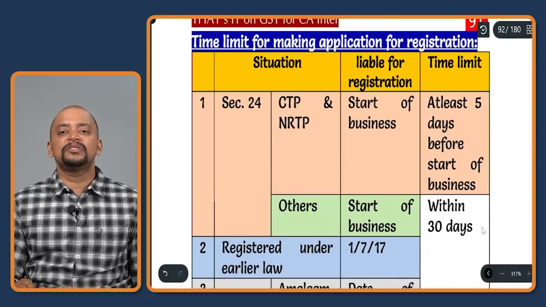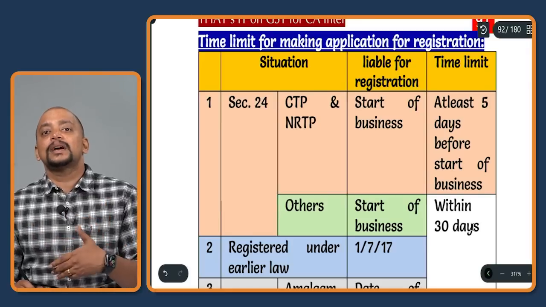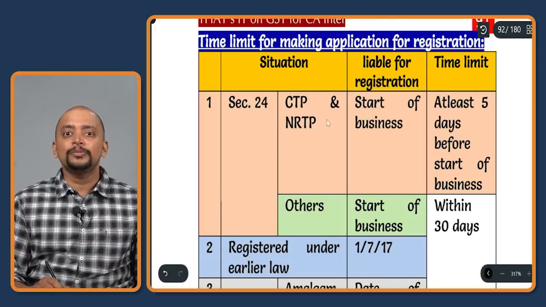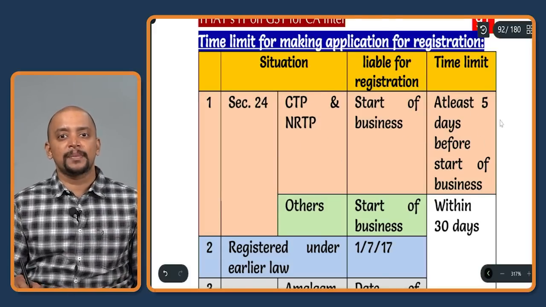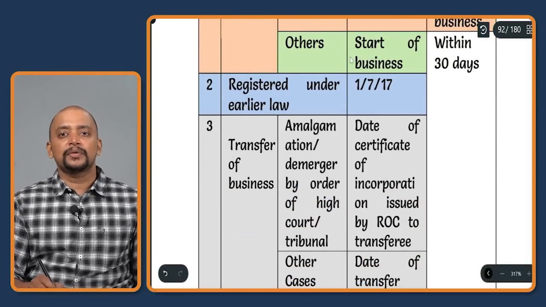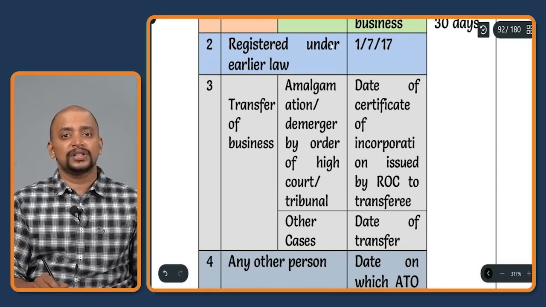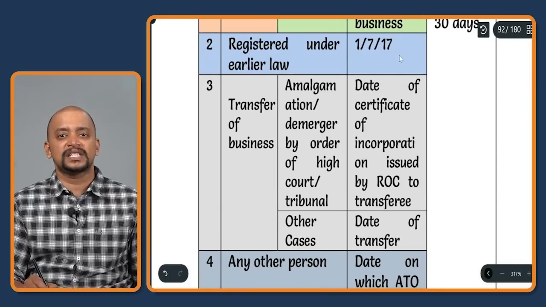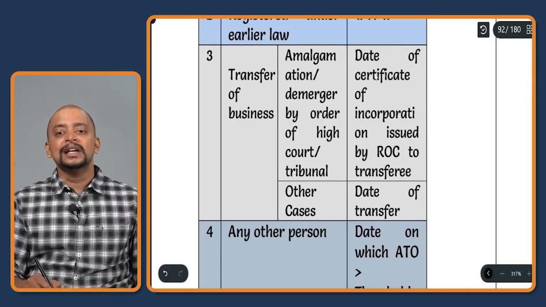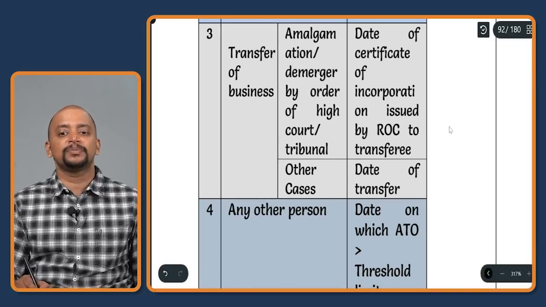Then what is the time limit for making application for registration? Generally the time limit is within 30 days from the date when a person is liable to get registered. But in case of CTP and NRTP, they need to make application for registration at least 5 days before commencement of business. In all other cases, within 30 days. Suppose if they are compulsorily required to get registered within 30 days from the start of business, or if they are required to get registered under earlier law, so they are required to get registered under GST within 30 days from 1/7/2017. And suppose if there is any transfer of business, date of transfer within 30 days, and suppose if it is amalgamation merger, whenever the new company gets the certificate of incorporation, from there within 30 days.